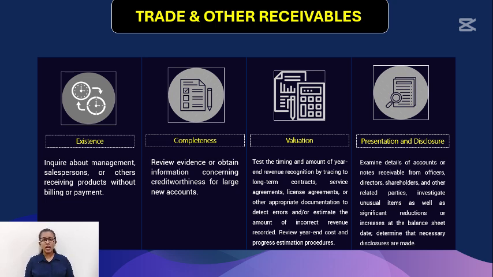Lastly, presentation and disclosure ensure proper classification and that all significant details like related party transactions are disclosed in the financial statements. By applying these methods and addressing assertions, auditing helps maintain the credibility of financial information and ensures stakeholders can rely on the reports. Next, Hansika will explain related party transactions.